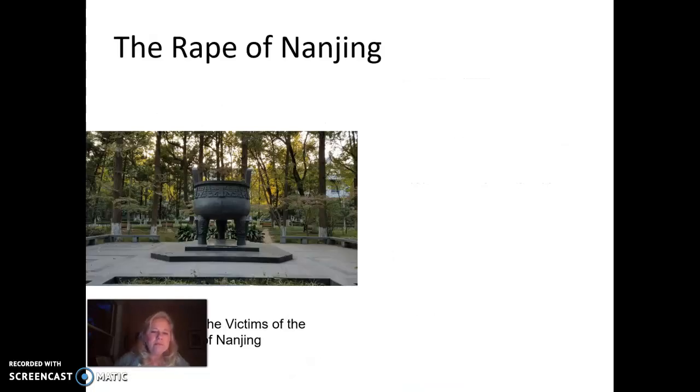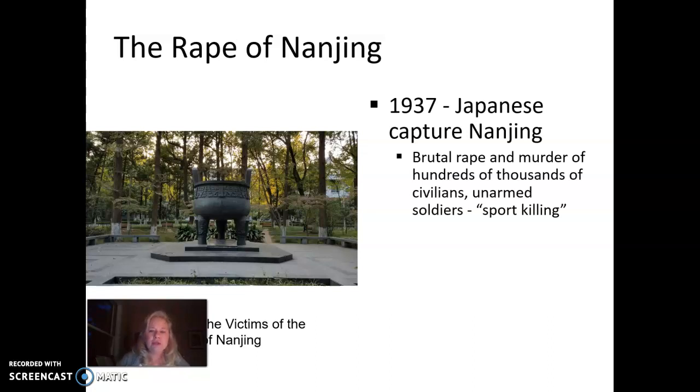So then what happens? The Rape of Nanjing is considered by many to be one of the most egregious acts of aggression on China. This picture here is actually a monument to the victims of the Rape of Nanjing. It is located in the city of Nanjing, and the picture was taken by my son's college roommate, actually. So in 1937, the Japanese launch a military invasion of Nanjing, and this was incredibly brutal.